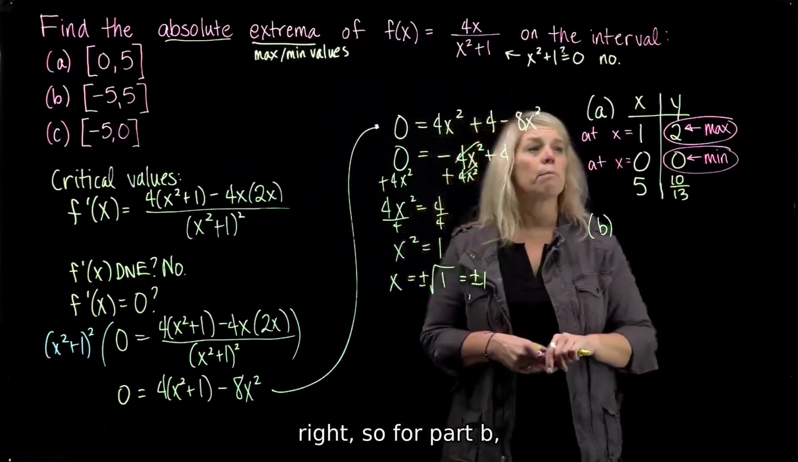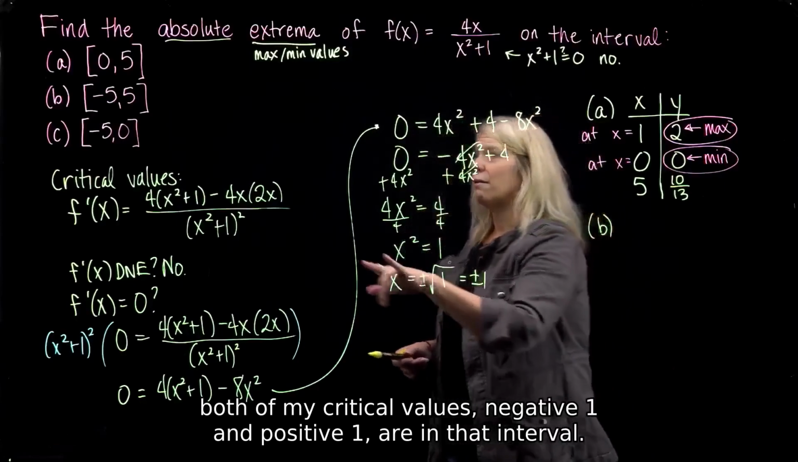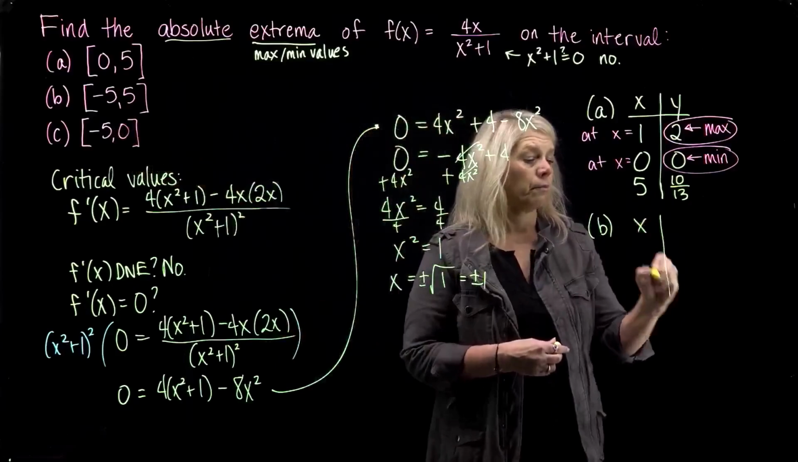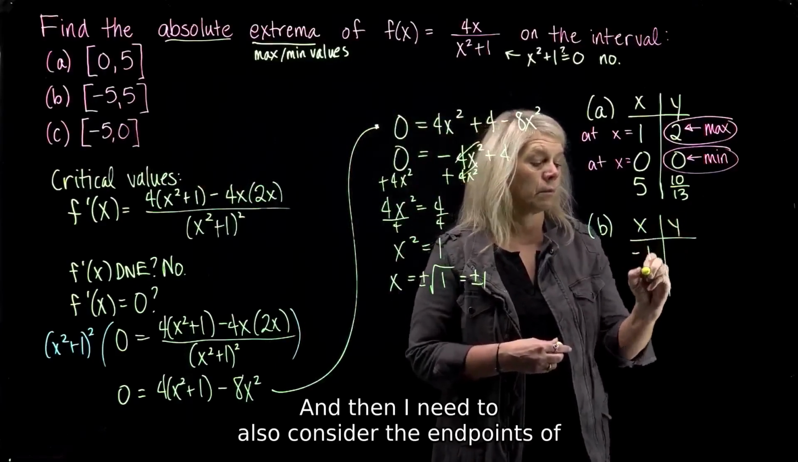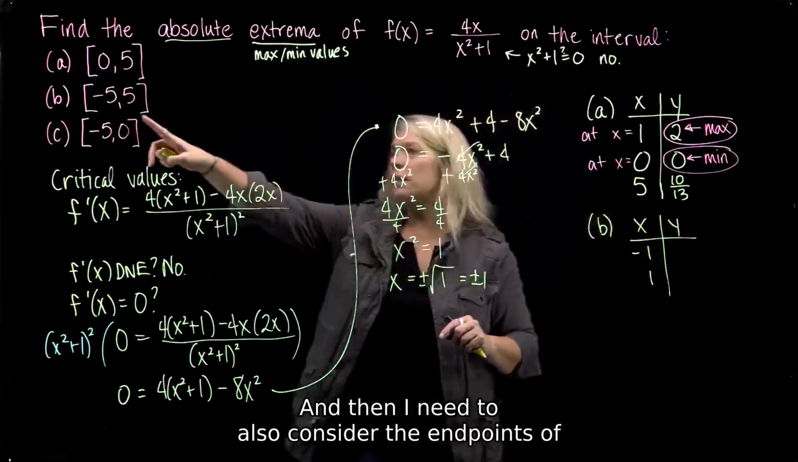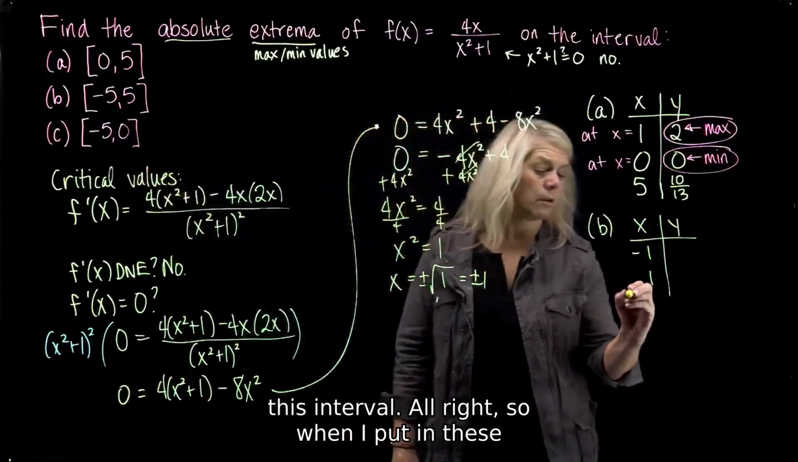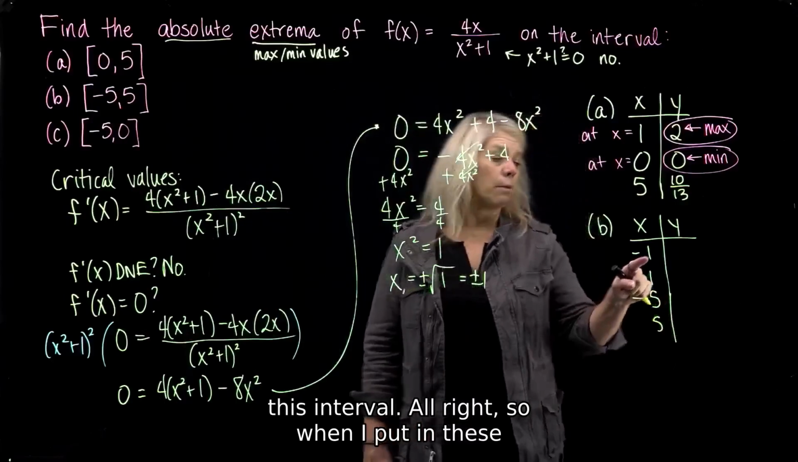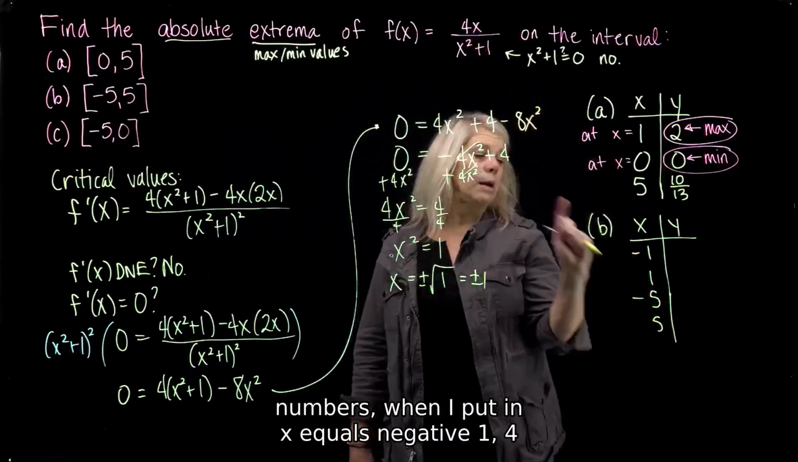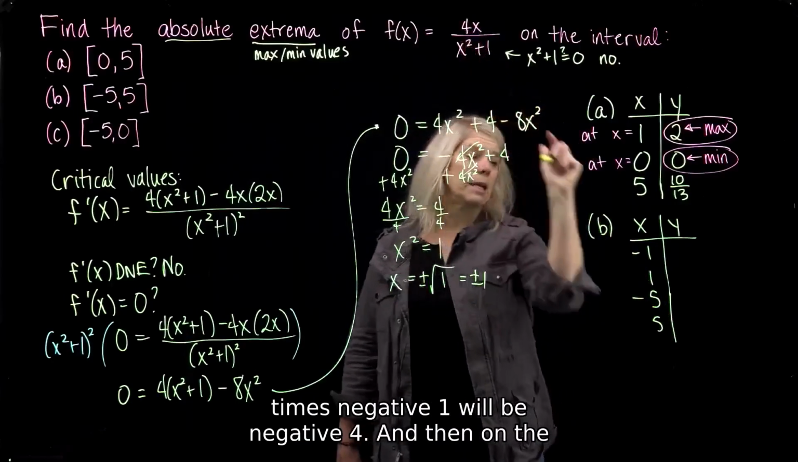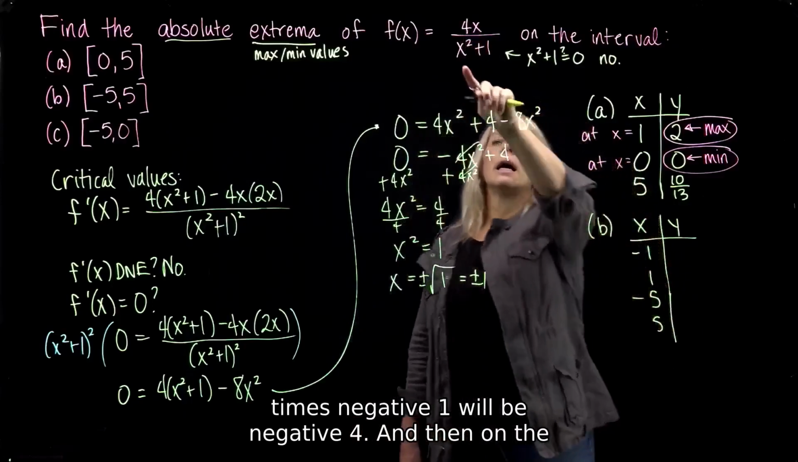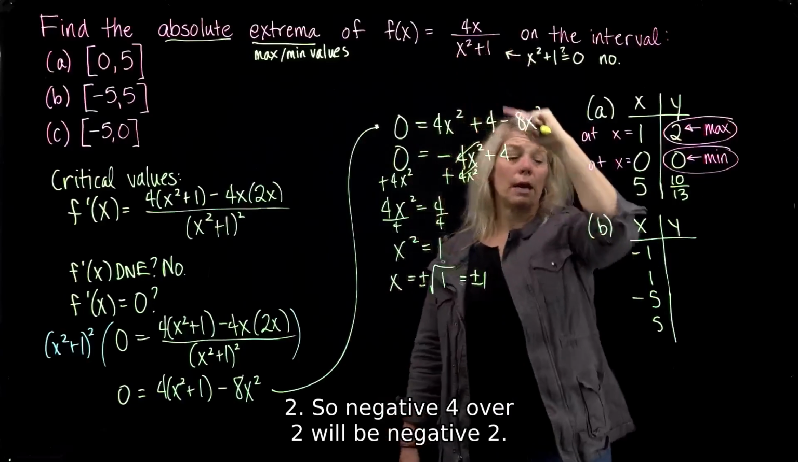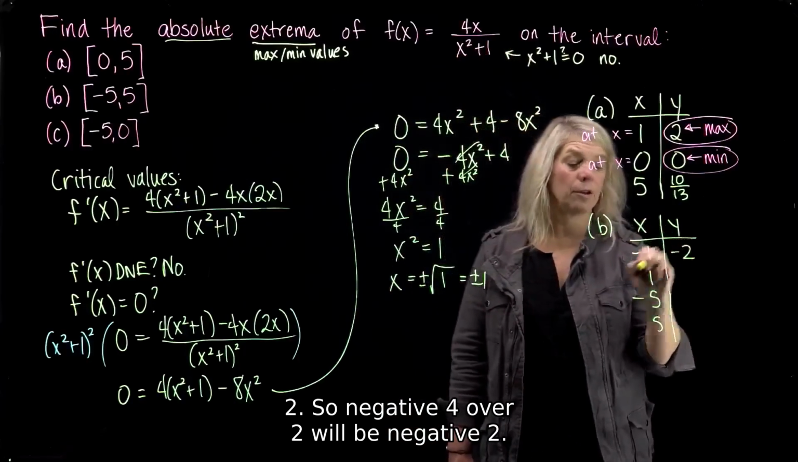All right, so for part B, both of my critical values, negative 1 and positive 1, are in that interval. And then I need to also consider the endpoints of this interval. All right, so when I put in x equals negative 1, 4 times negative 1 will be negative 4. And then on the denominator, negative 1 squared is 1, plus 1 is 2. So negative 4 over 2 will be negative 2.